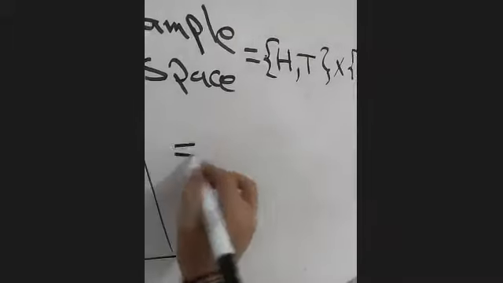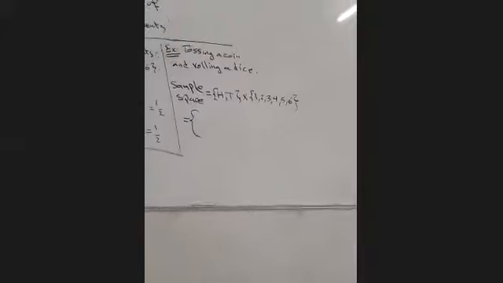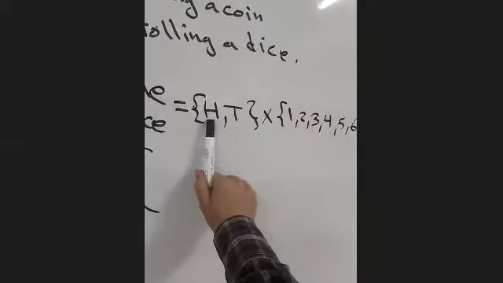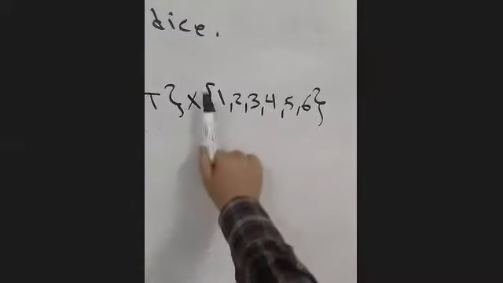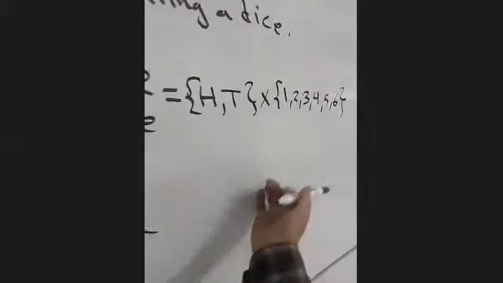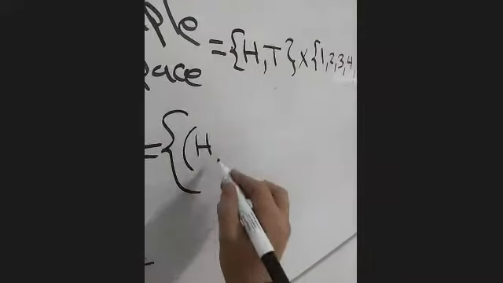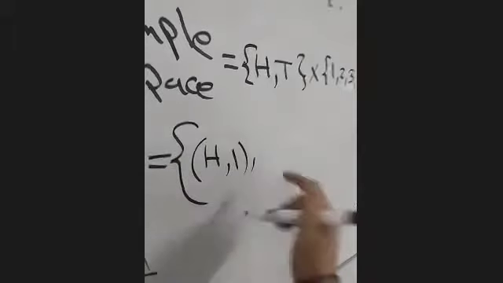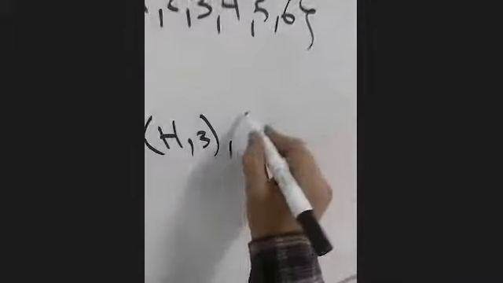This is equal, and focus with this one, please. I will start with the first element here and pass it through all the other elements in the second set. Head with one: how will I write it? Like this: bracket, head, comma, one, close the bracket, comma. Now head with what? With two. Head, comma, two, close the bracket. Head with three, head, comma, three, close the bracket. Head with four, close the bracket. Head with five, close the bracket. Head with six, close the bracket. Did I finish?